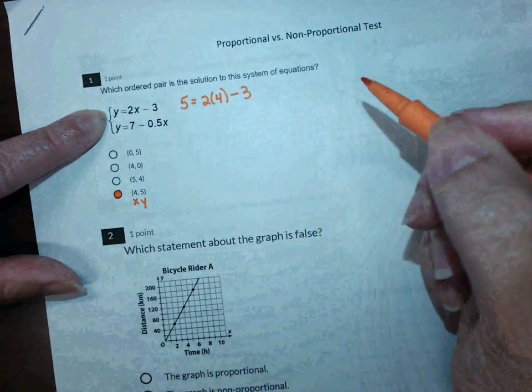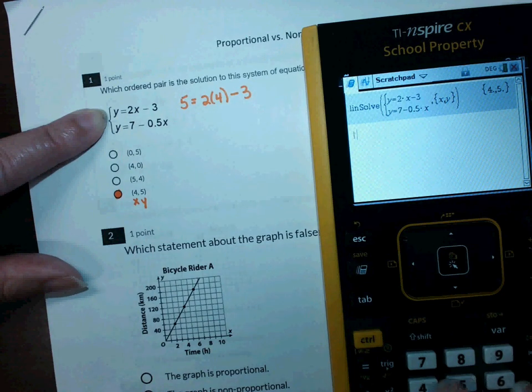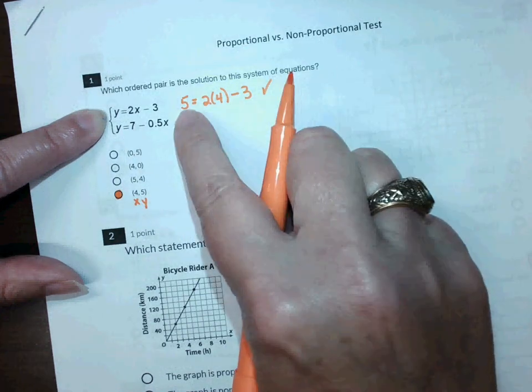Is this a true statement? Well, I could type it into my calculator. 5 equals 2 times 4 minus 3. True. Yes? 8 minus 3 is indeed 5.